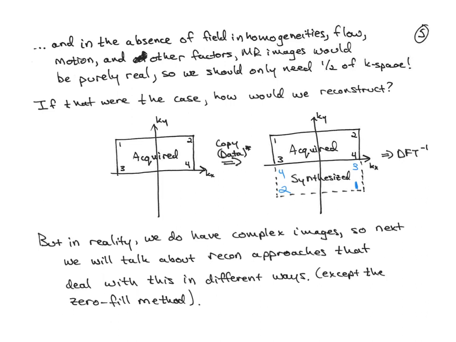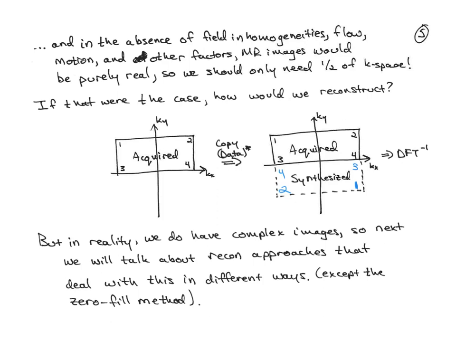Now this is how we would do it if we had a purely real image, and you can validate this yourself on the computer. If you take a real valued image, like a real valued phantom image, take its Fourier transform, zero out exactly half of it, and then copy the top half to the zeroed out portion while complex conjugating it, you would get the perfect image back. But in reality, we do have complex valued images.